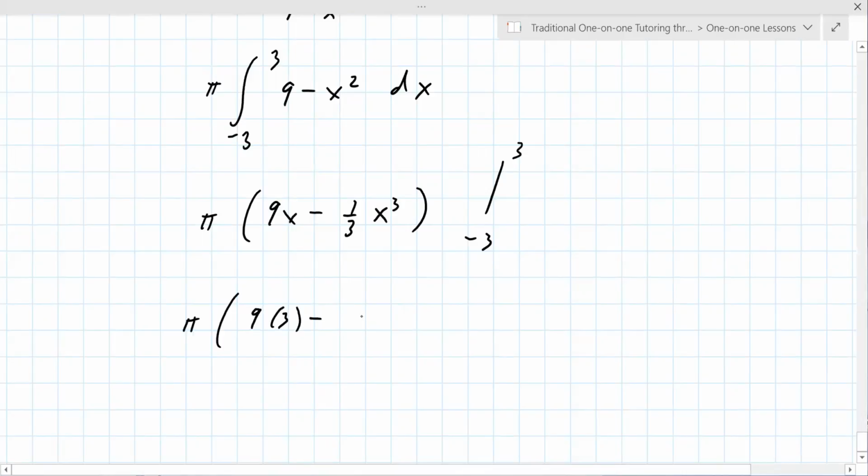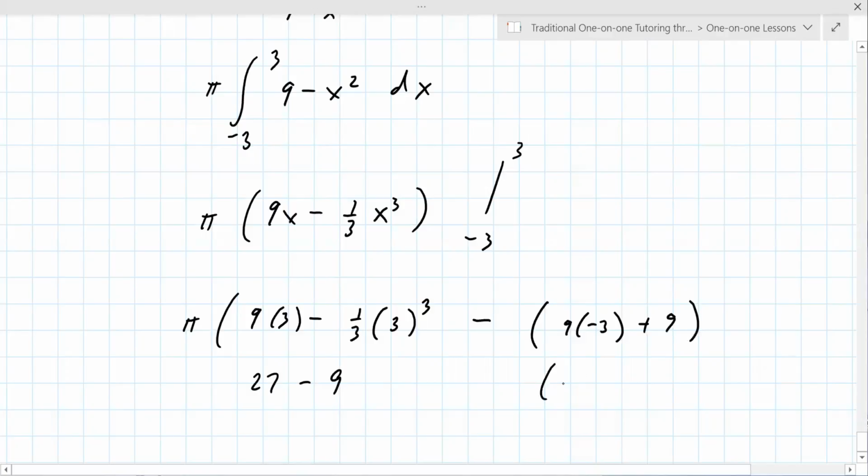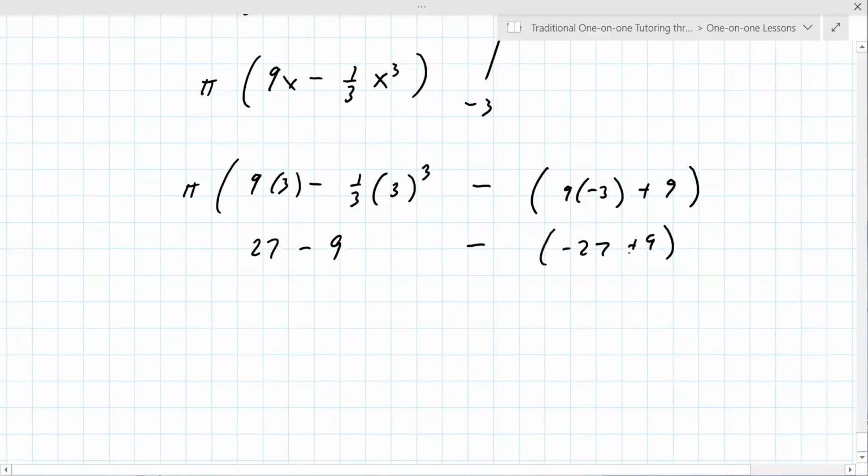So it's 9 times 3 minus 1/3 times 3 cubed. Because that's 27 minus 9. I guess that's okay. Minus 9 times -3 minus, so that's negative 27, but that's negative, so it becomes plus 9. So you have minus 27 plus 9. And so this is minus 18, but then it's minus a negative, so it's plus 18. This is 18. So you get 36 pi.